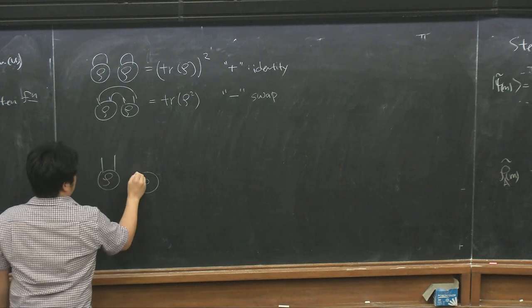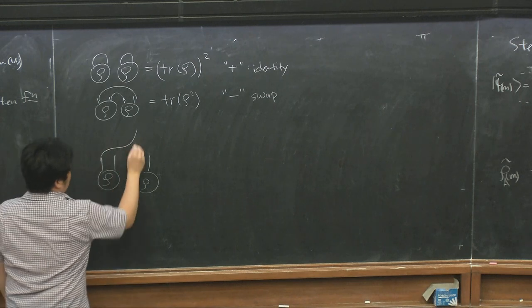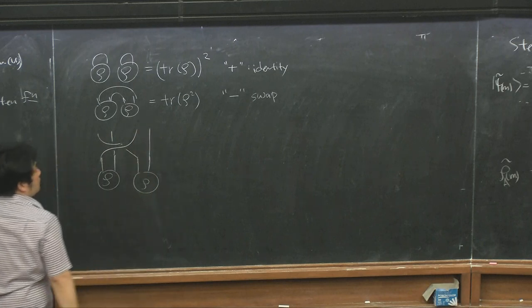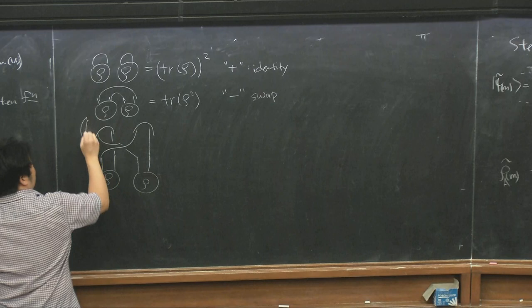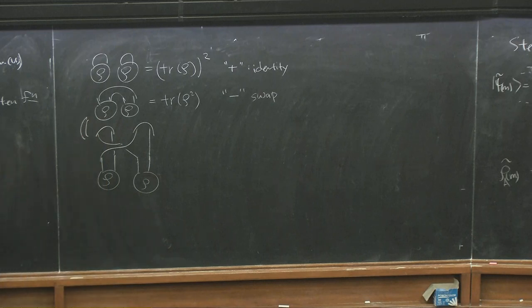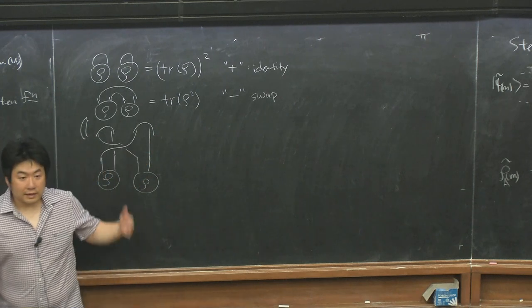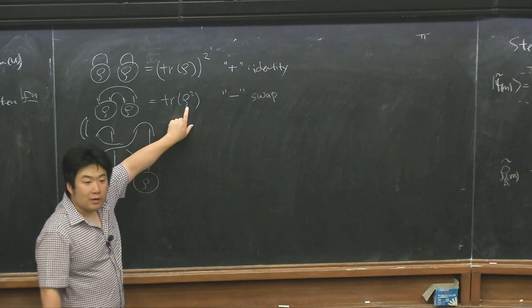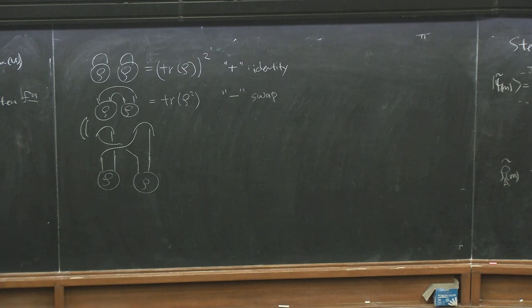Why? Because you can understand it in this way. We have two legs, bra-ket and ket-bra, and I'm going to exchange the ket component and then trace. And this is equal to the other one. So you swap and then contract. This way we can compute the purity, and we can compute quantities that are nonlinear in rho, and that allows us to compute the entanglement entropy eventually. Okay.